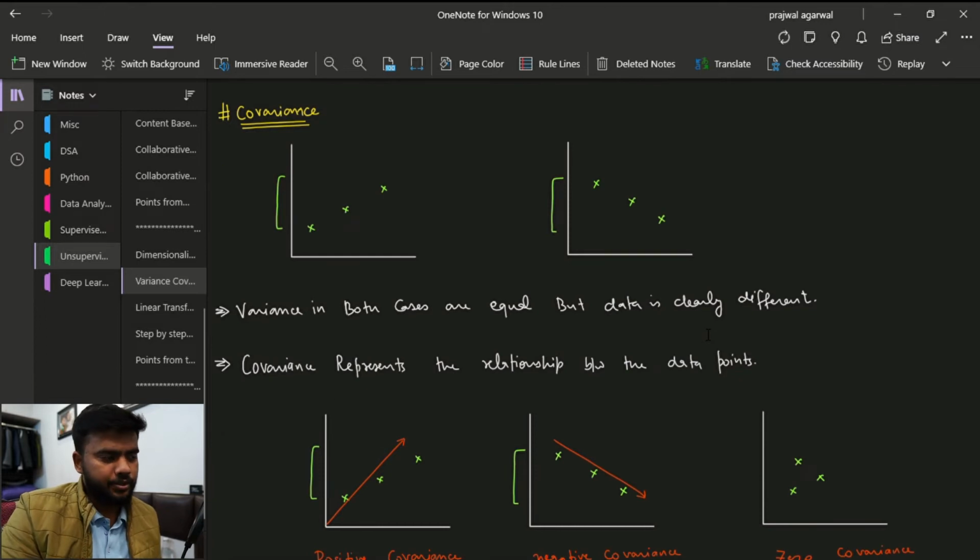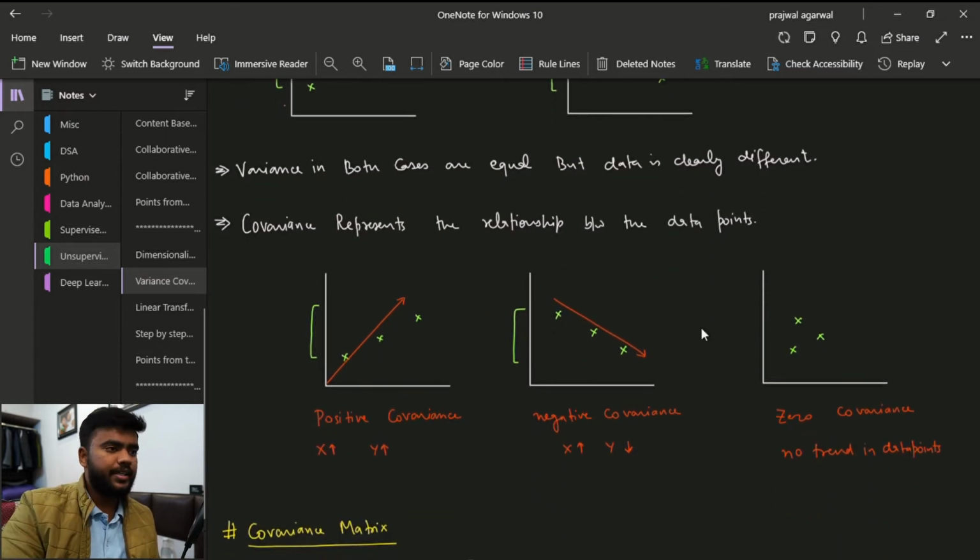Covariance is the situation when the variance in both cases is equal. You can see the variance in both cases is equal, but the data is clearly very different. One data is increasing and the other data is decreasing. So even if we have the same variance, the data is different. To represent that difference in data, we use covariance. The covariance represents the relationship between the data points.